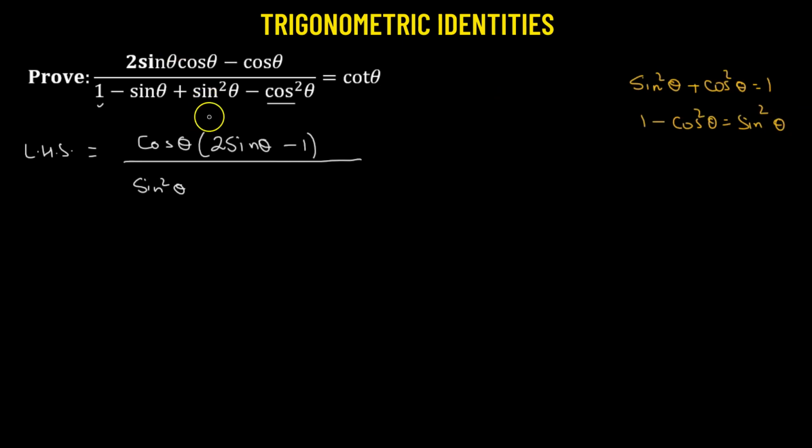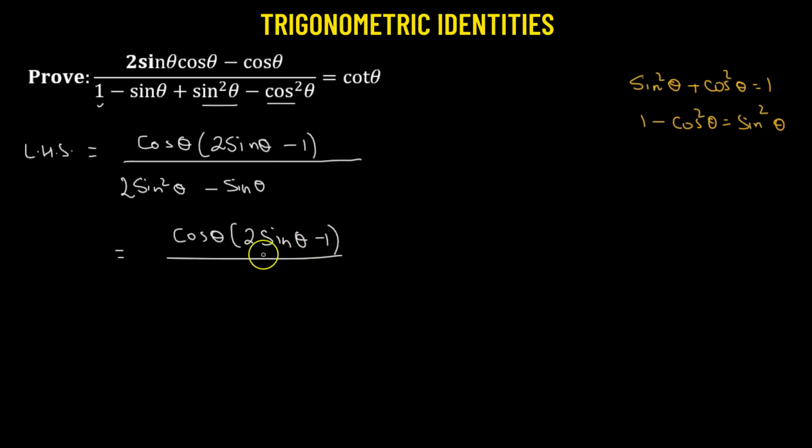Now we are left with minus sine theta, and we also have another sine squared theta, which will combine with the sine squared theta to give us 2 times sine squared theta. This gives us cosine of theta divided by 2 times sine of theta minus 1.